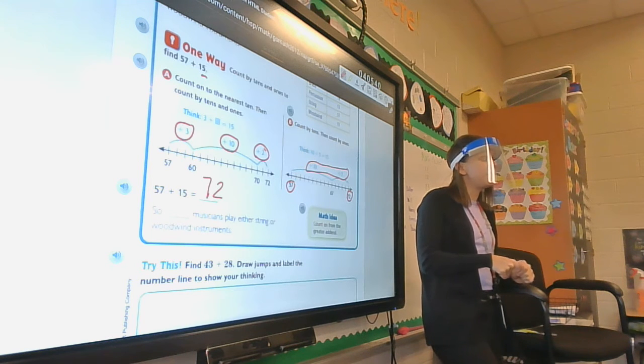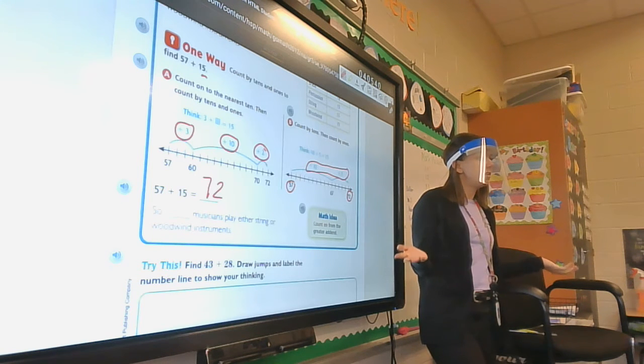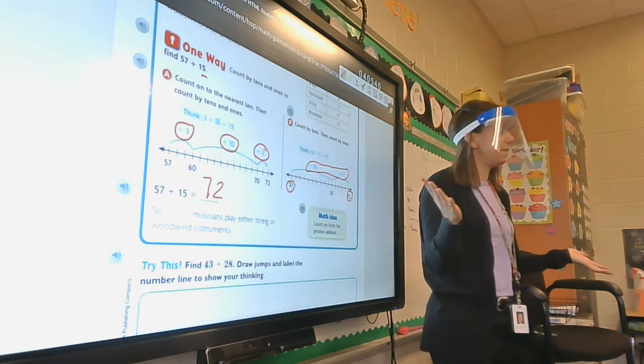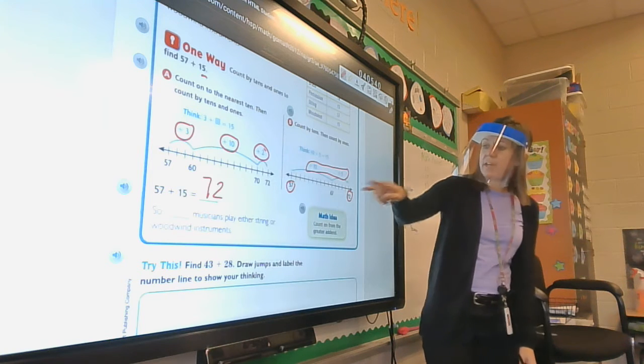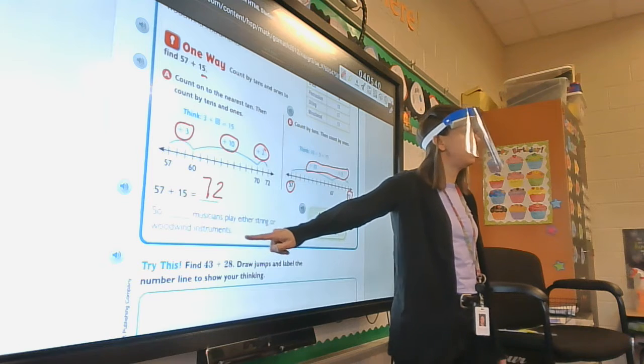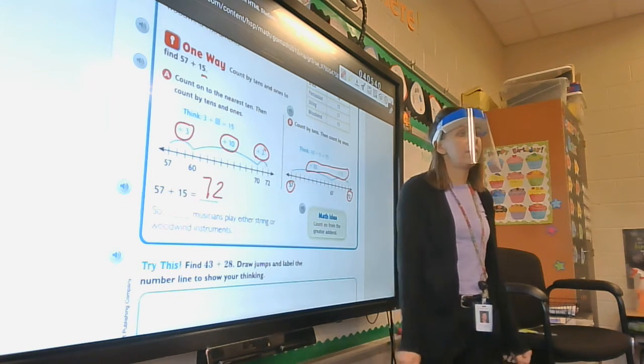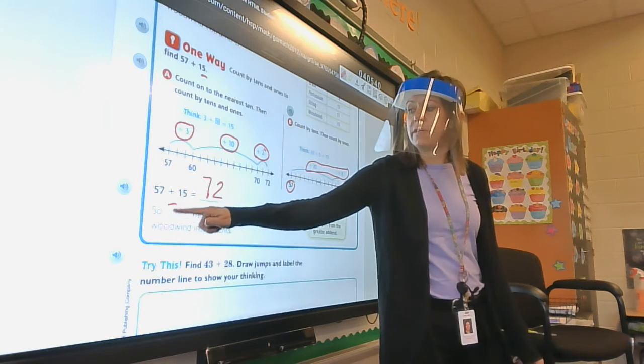I just did it in a different order, right? That's kind of like the commutative property, isn't it? We can add them in different orders and still get the same answer. So either way, I can hop. So how many musicians played the string or woodwind instruments in the orchestra? Lainey? 72.